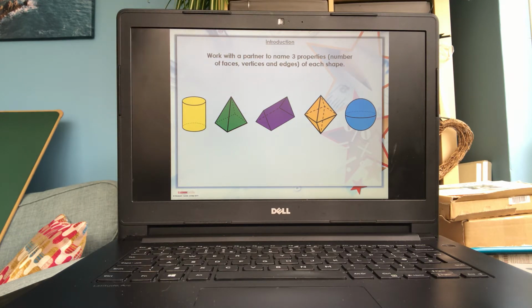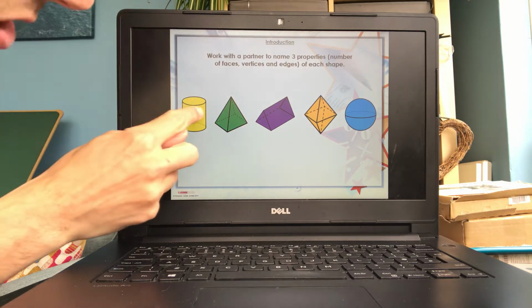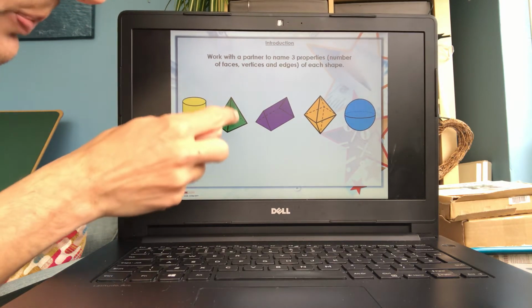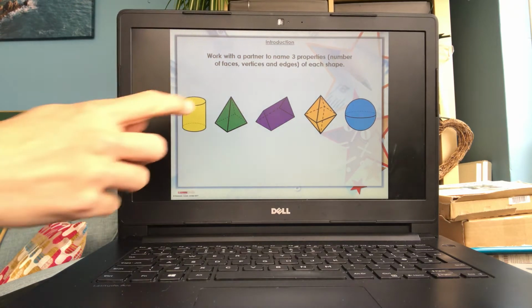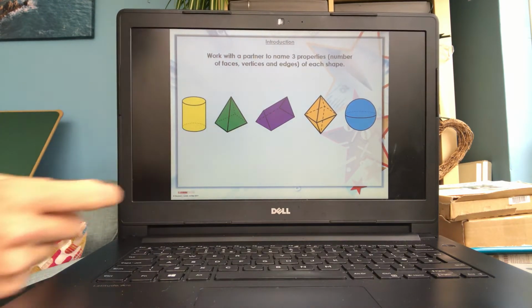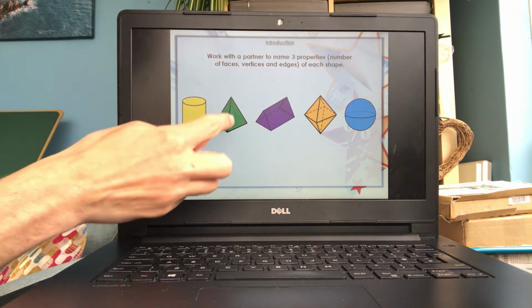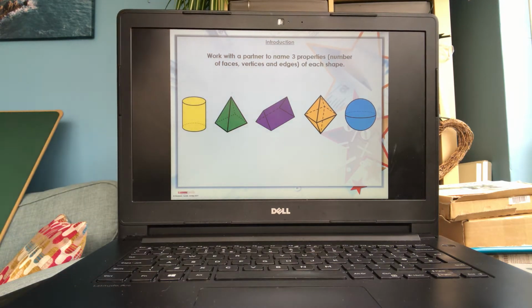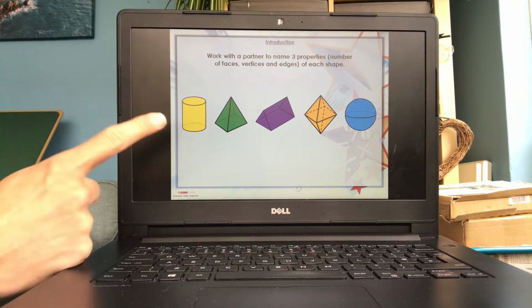to name three properties of faces, the number of faces, the vertices and the edges of each shape. Recap. A face is the big smooth surface. Vertices is the 3D word for corners, and edges is where two faces meet. So we'll just have a look together. Let's look at the first shape, the cylinder.